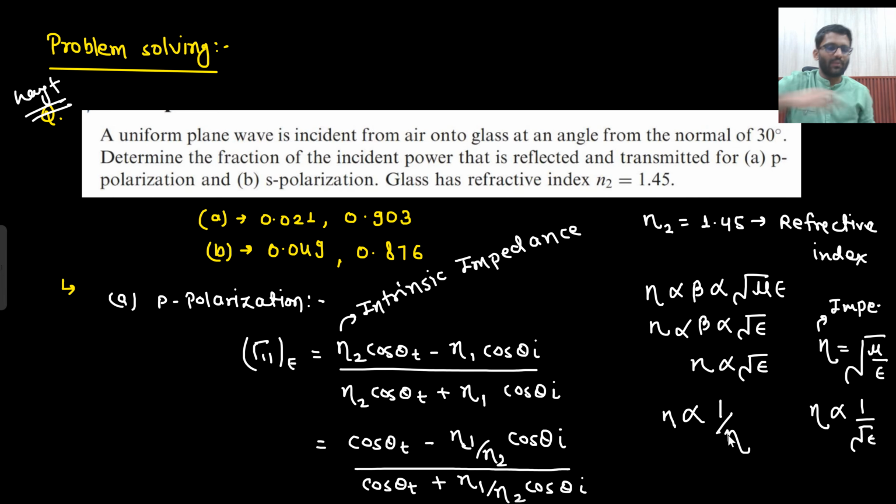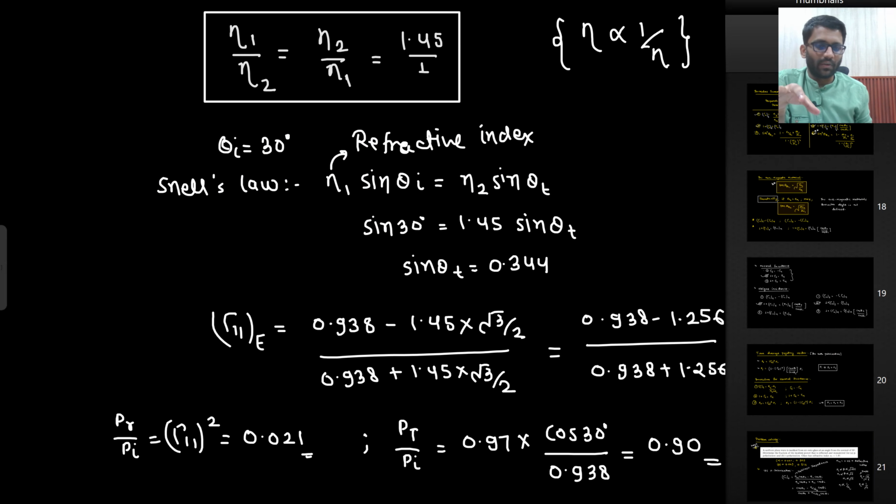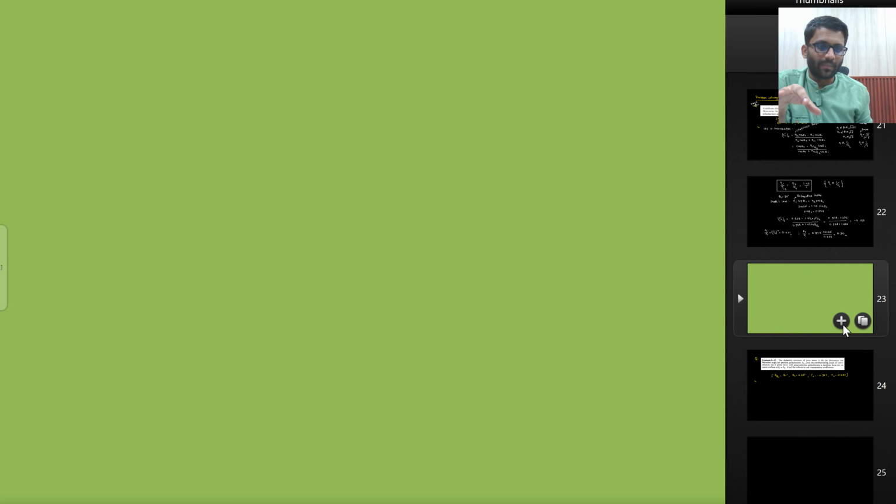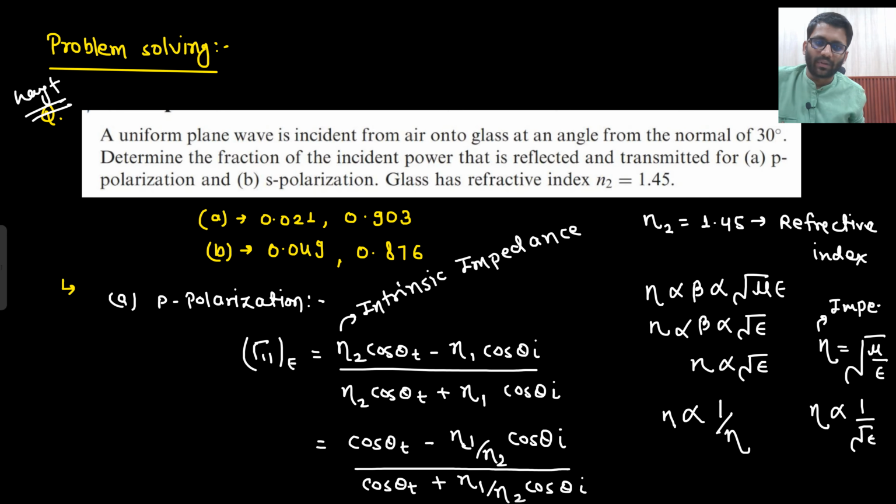You know everything. You know the relation between η, β, and n as well. η, β, n. n is the refractive index here. Okay, n is not your intrinsic impedance. So that confusion should not be there. Okay, so I hope you must have understood a lot of things from this question. Now let's add a page and solve the remaining part of this particular problem. Now what we need to do, we need to consider S polarization.